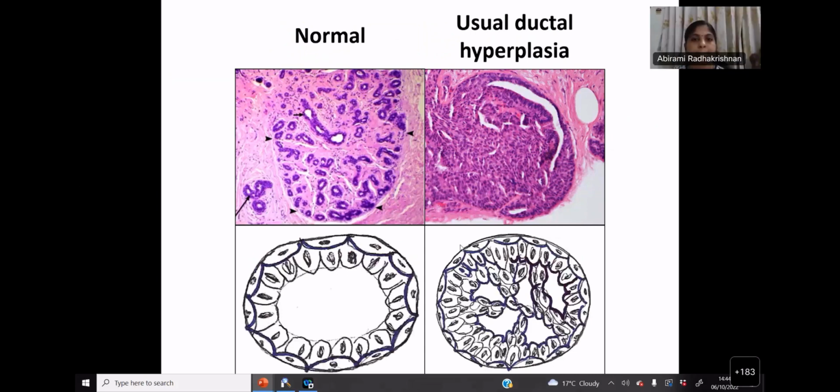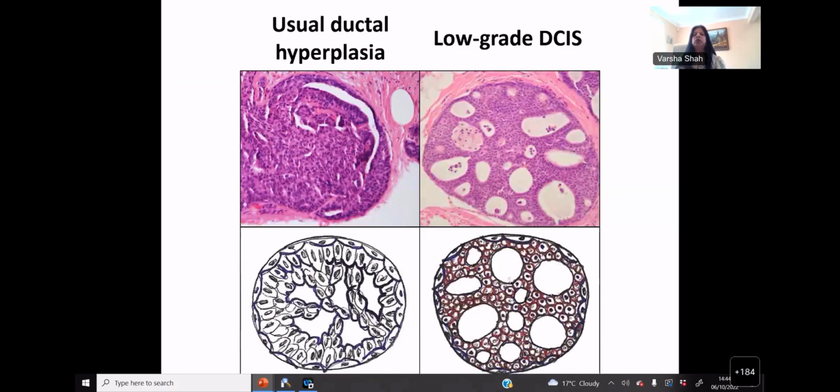Now coming to usual duct hyperplasia, which I told you about, there is proliferation of both epithelial and myoepithelial cells. And here we have a cribriform architecture. So your differential diagnosis is not in typical cases, but sometimes it can be confused with low-grade DCIS. So how do you differentiate usual duct hyperplasia from low-grade DCIS?